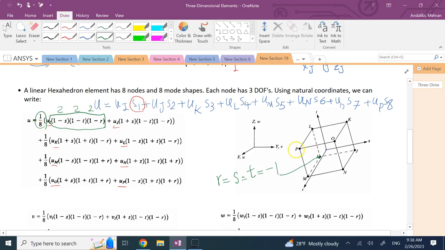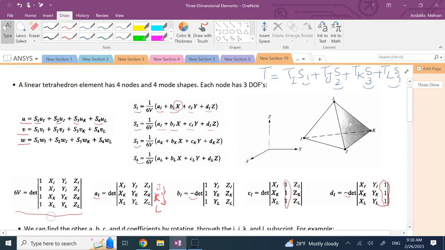And if I plug in the coordinate values for any other node into this function, one of the coordinates for one of these 7 other nodes is 1, so the whole product is going to be 0. So you clearly see that each mode shape is 1 at its own node and 0 everywhere else. That way you can easily find these mode shapes. You don't need to memorize anything.